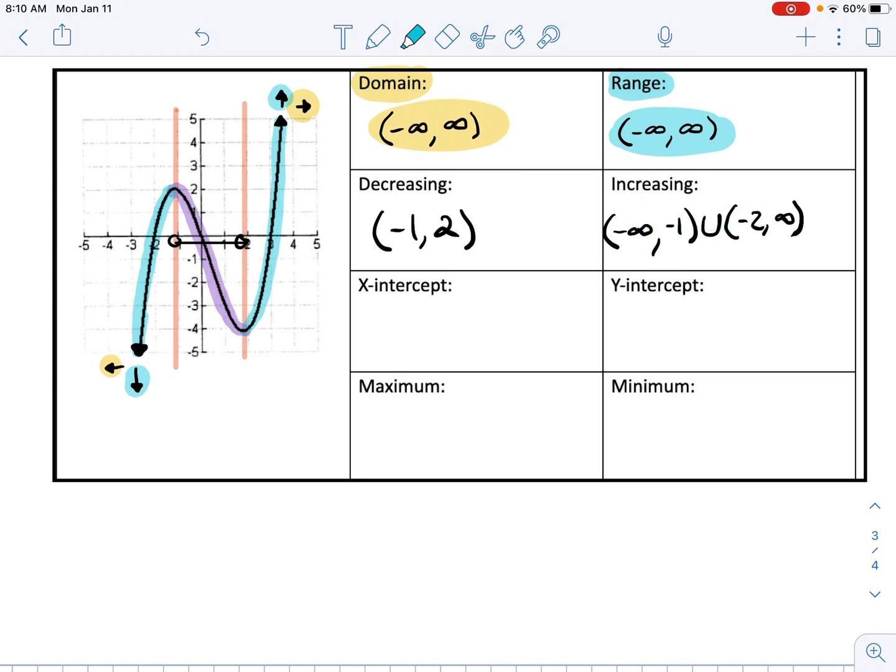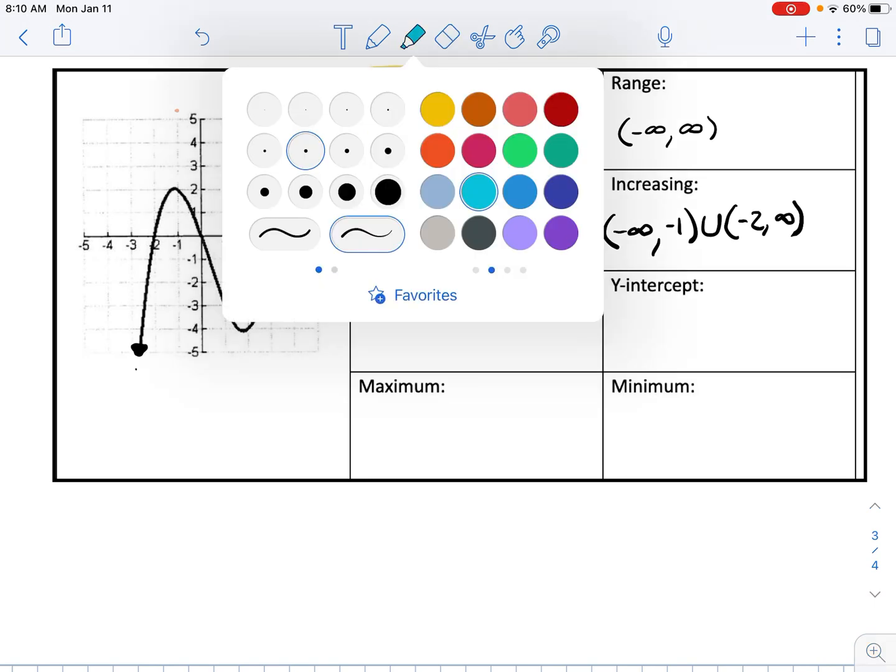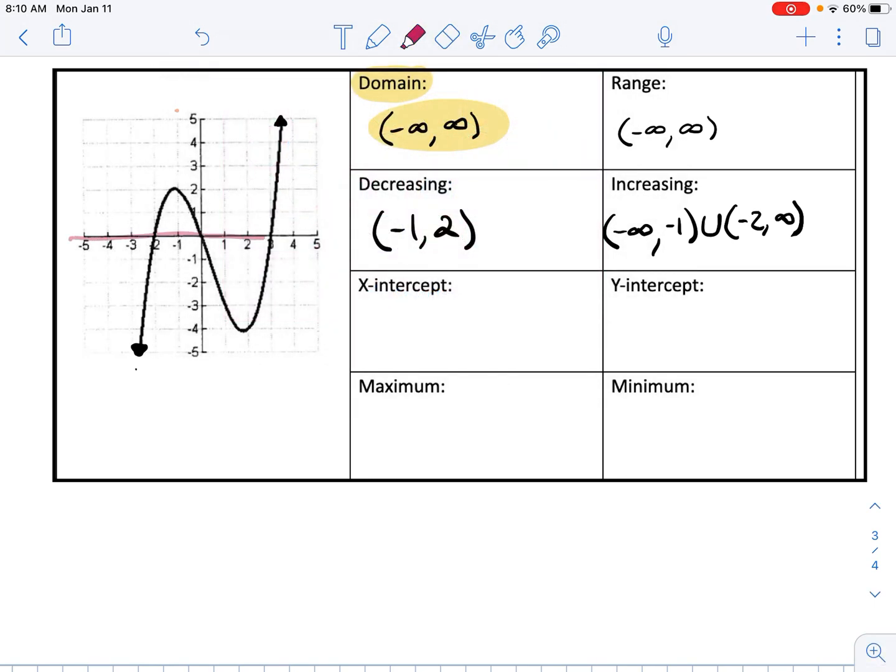So, okay. Now we're going to look at, I probably should use different colors for that. Now we're going to look at x-intercepts. Where does it cross your x-axis? So I'm going to get rid of some of this so it's not so busy. But x-intercept, it touches here and here. So at -2, 0, as well as 3, 0.